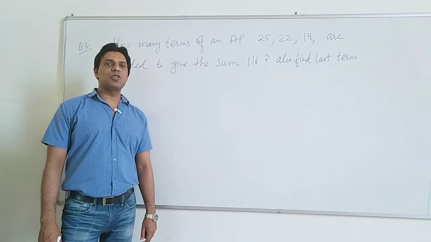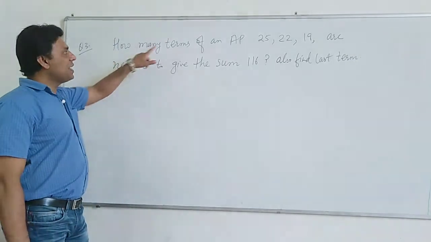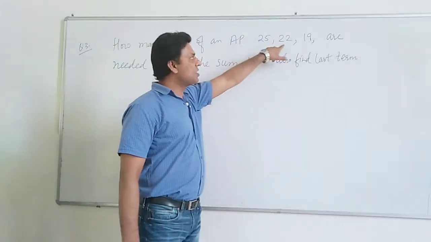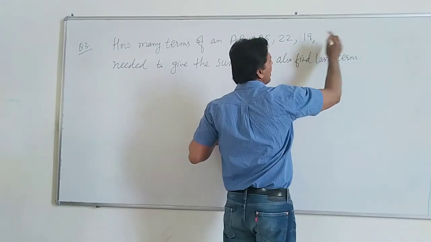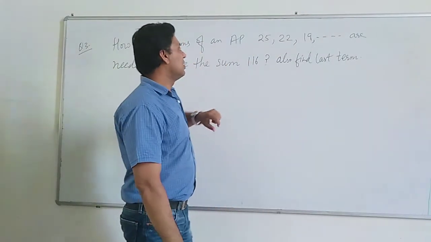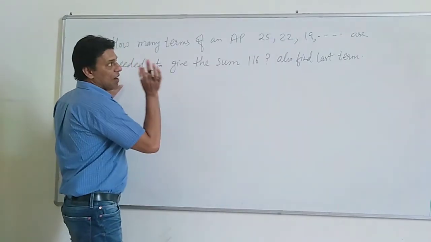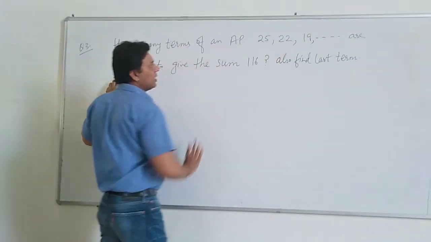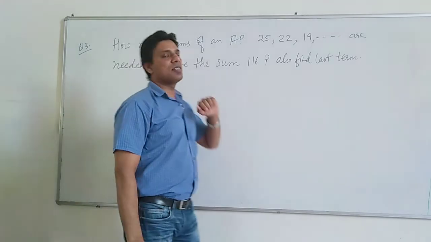For more questions, keep watching. Now we have another question. How many terms of an AP? The AP is given, you can take it like this: dash dash dash. So this AP is given. How many terms do we have to take from this AP to get the sum 116?